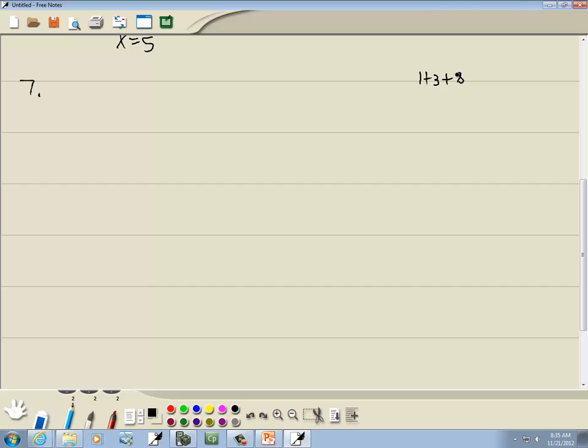If I'm trying to find the average of these three numbers, what I do is I add them together and I divide by how many I have. I had three numbers, so I divide by 3. So that'd be 12 divided by 3, which would give us 4. And this is our average.